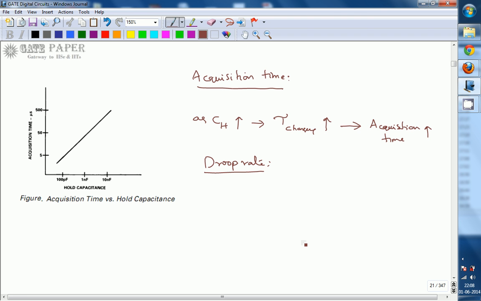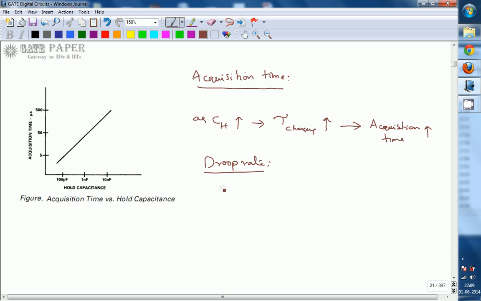Droop rate is the change in the output voltage per unit of time while the sample and hold circuit is in the hold mode, because in the hold mode the capacitor has to hold its value constant. The value present in the capacitor should not discharge, but practically it does. At what rate it is discharging is specified by the droop rate. Droop rate mainly originates because of leakage from the hold capacitor, and the major contributors are switch leakage currents as well as bias currents.